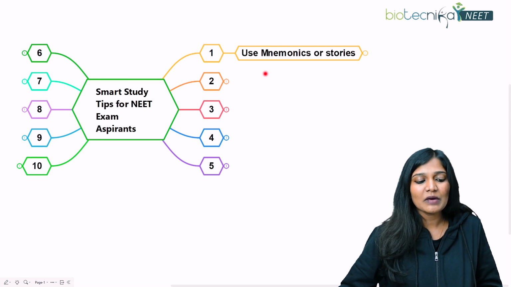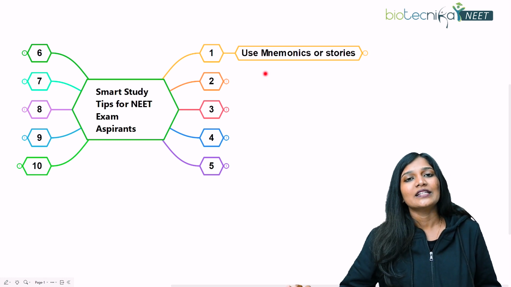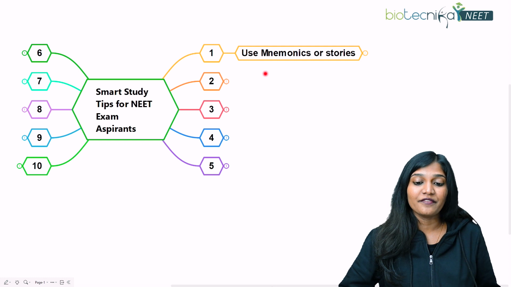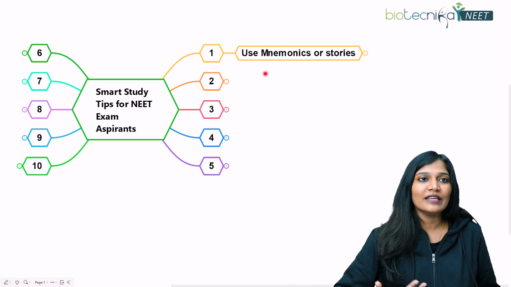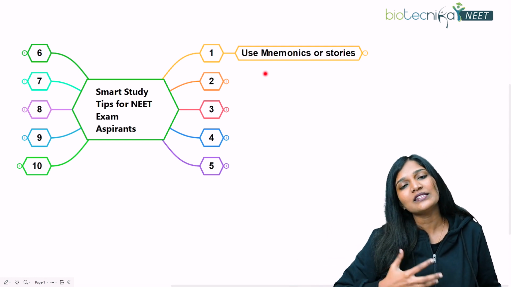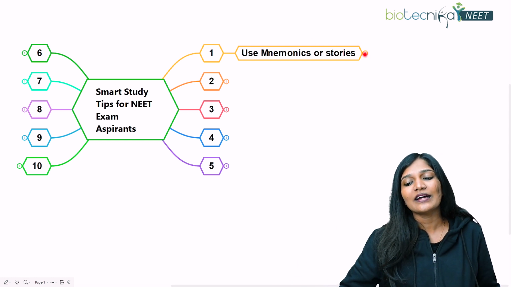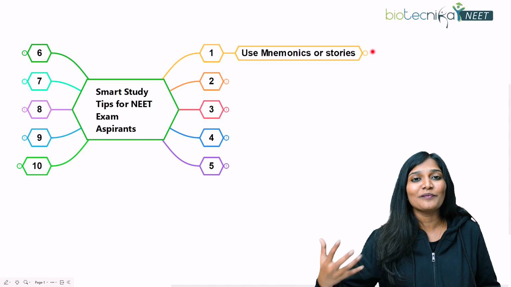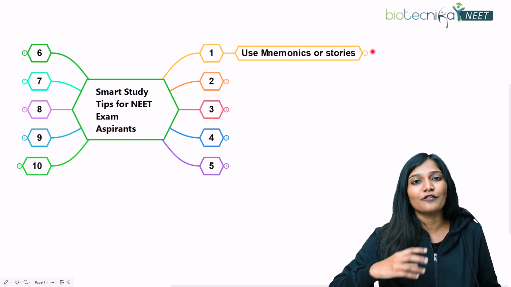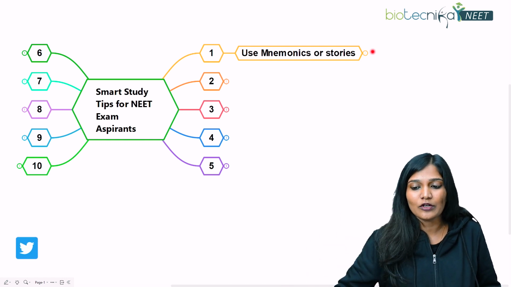The first smart study tip that I'm going to tell you is, it's very important when you read, specifically biology, you need to study in the form of mnemonics. A mnemonic is something which makes you remember a very big concept, or you can study in the form of stories. There are some people who draw the complete story in the form of an image and then study the concepts also.